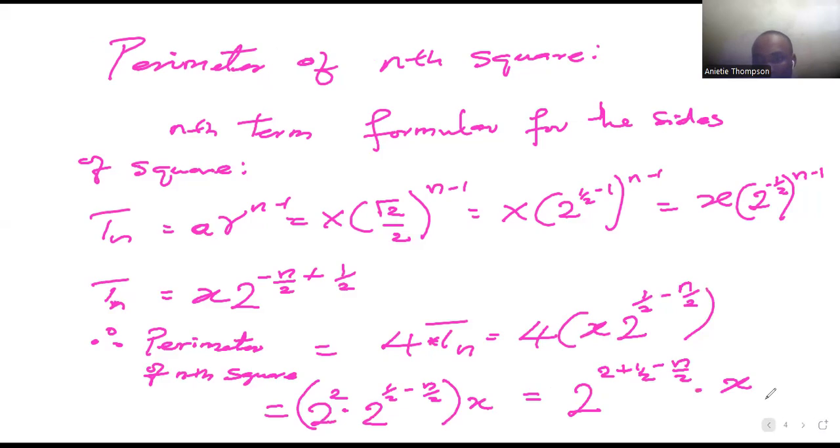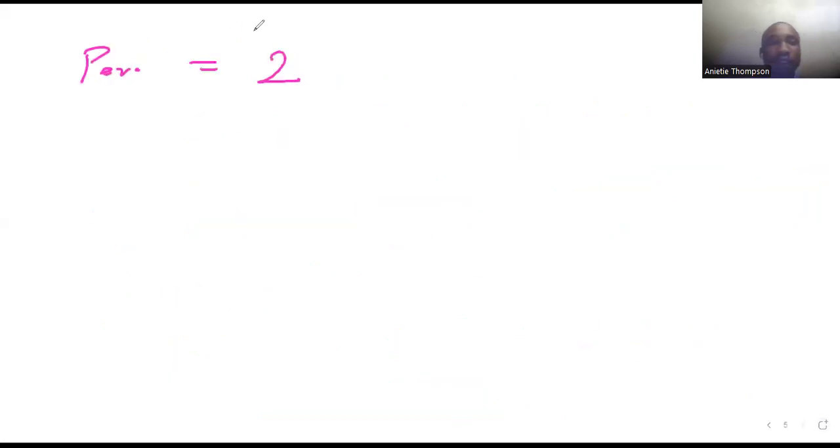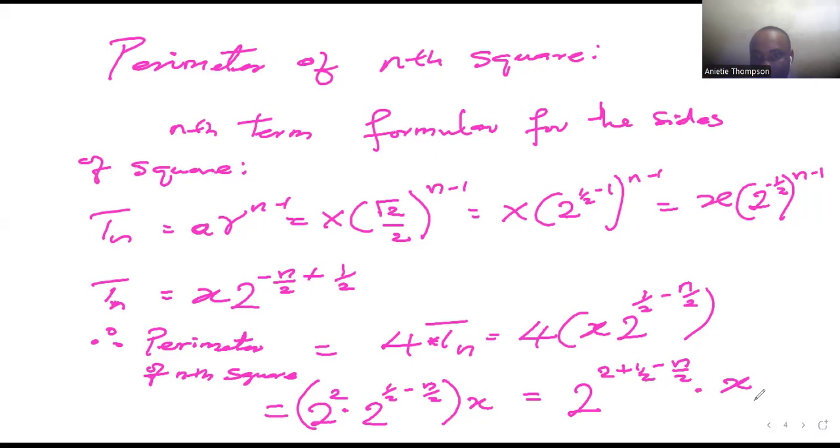Let's look at that and confirm. Let's deal with that fraction at once. So we have 2 plus 1 all over 2 minus n over 2, then times x. That's what we have there. Let's confirm. Yes, that's true. Okay, that's true.